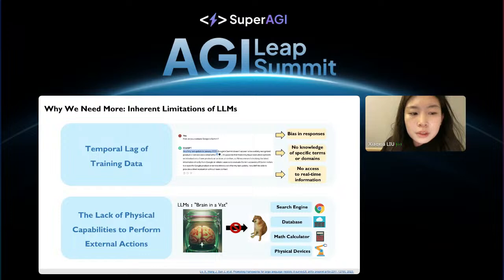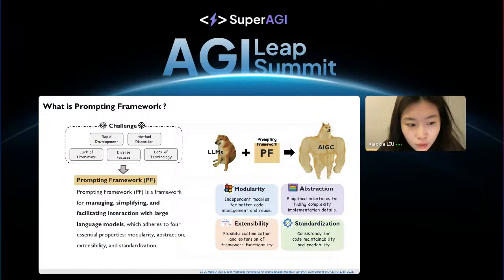Additionally, LLMs lack access to real-time information such as the current time or status. And secondly, LLMs lack the physical ability to directly perform external operations, such as web search, database retrieval, or using physical devices like robotic arms. Similar to humans, an LLM can be seen as the brain of an AI system, just like a brain in a vat. In conclusion, the development of tools that not only empower large language models, but also help in optimizing and simplifying the interaction process with LLMs has become crucial.